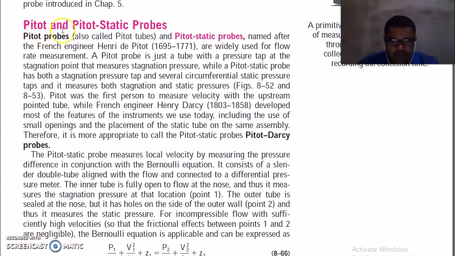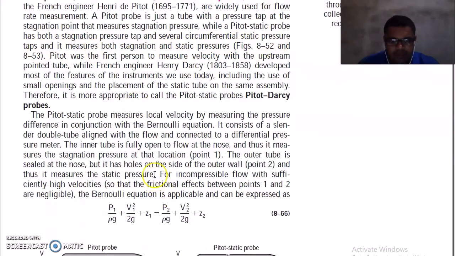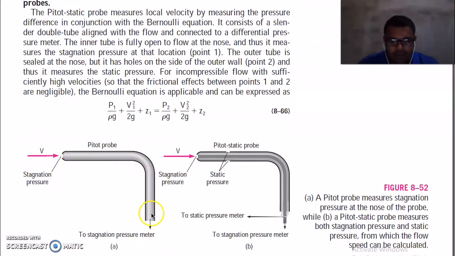Pitot probes and Pitot-static probes are named after the French engineer. A Pitot tube is just a tube with a pressure tap at the stagnation point that measures stagnation pressure, while a Pitot-static probe has both a stagnation pressure tap and several circumferential static pressure taps. You can see this is your Pitot tube probe, in which the stagnation pressure will come at this point, and it is connected to the stagnation pressure meter. And this is your Pitot-static probe, which has this stagnation tap also, and it also has static pressure taps, which are in the outer section of this tube.